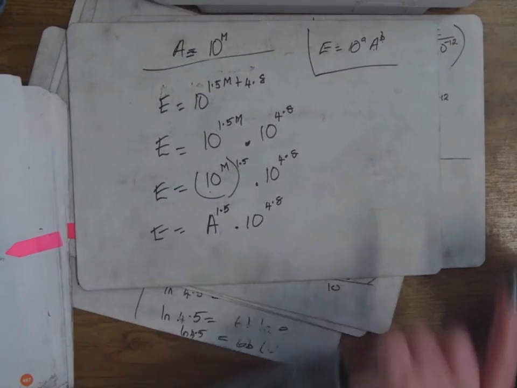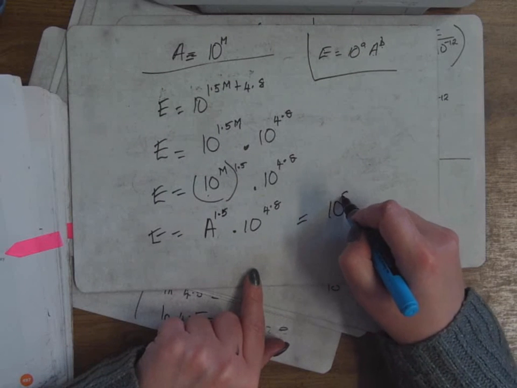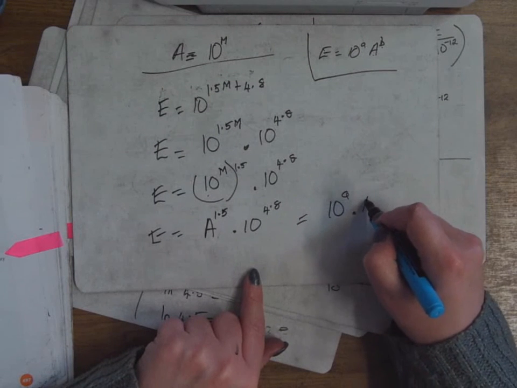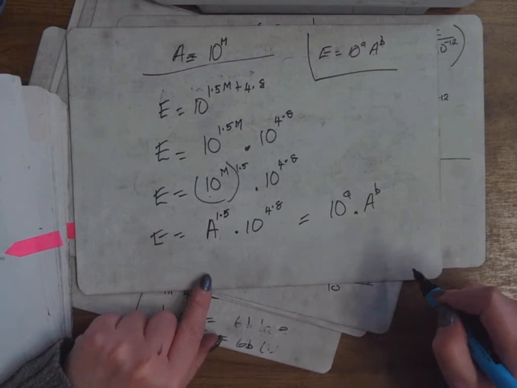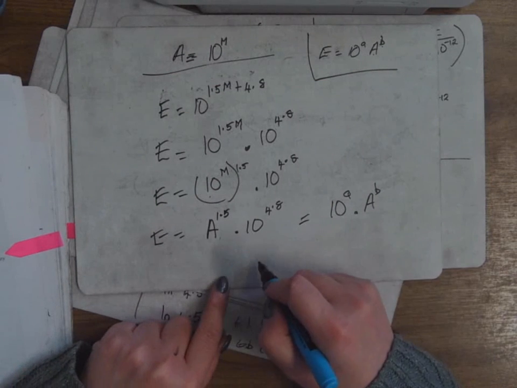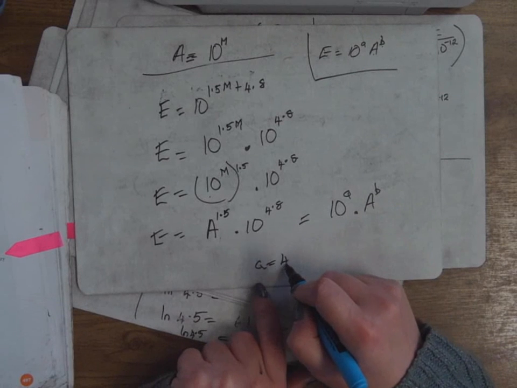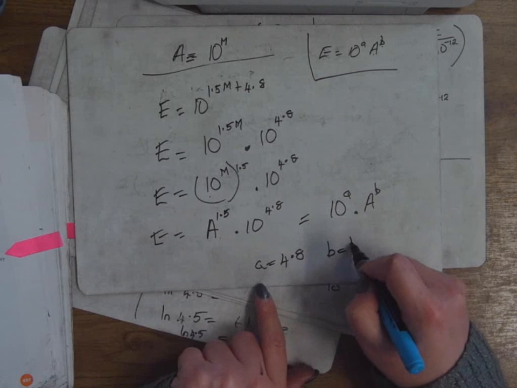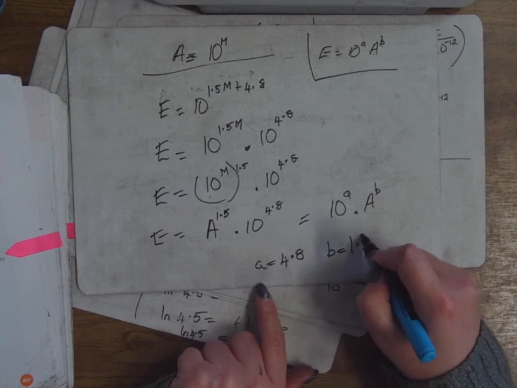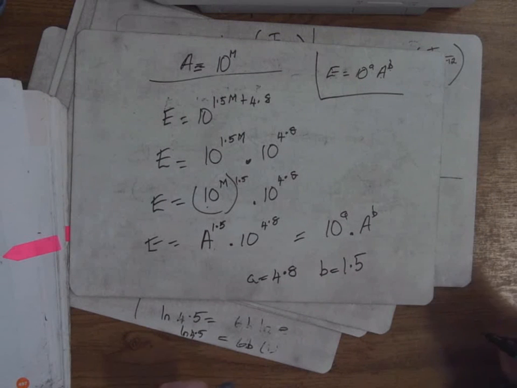Now, I'm almost finished because they told me to write it as 10 to the power of something multiplied by A to the power of something. So what would small a be equal to? 4.8. It's whatever 10 is to the power of. And what would small b be equal to? 1.5. And I'm done. Okay? So it looked pretty complicated, but it actually wasn't in the end. Okay?